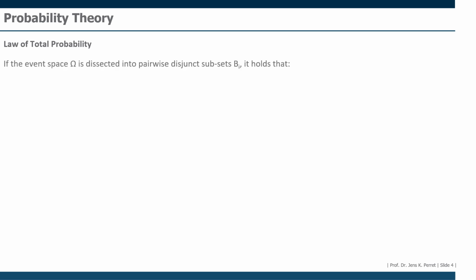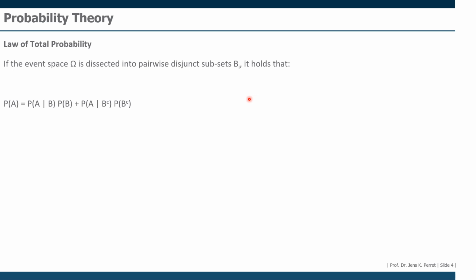That's if we have an event space, so we have a set of events that could take place, and this event space can be split up into pairwise disjunct subsets. So in other words, those subsets B_i, they do not overlap, but they fully cover the event space omega. So there's no event which is not part of any of the B_i, and there's not one element in one of the B_i which is an element in any of the other B_i.